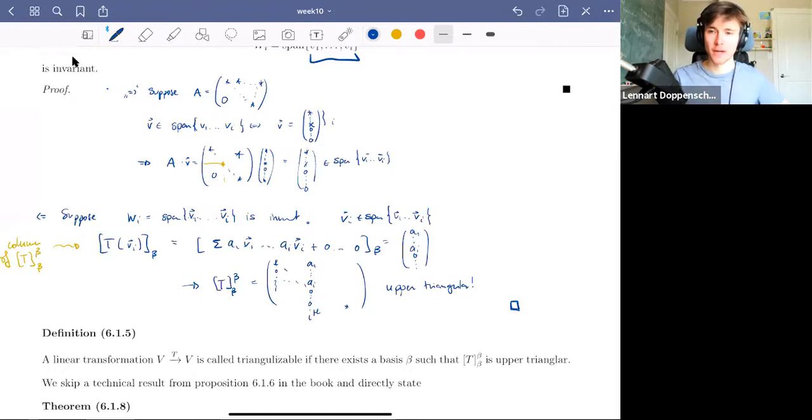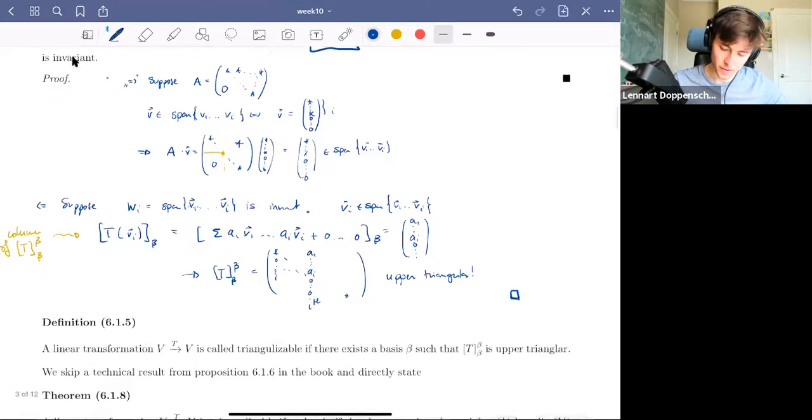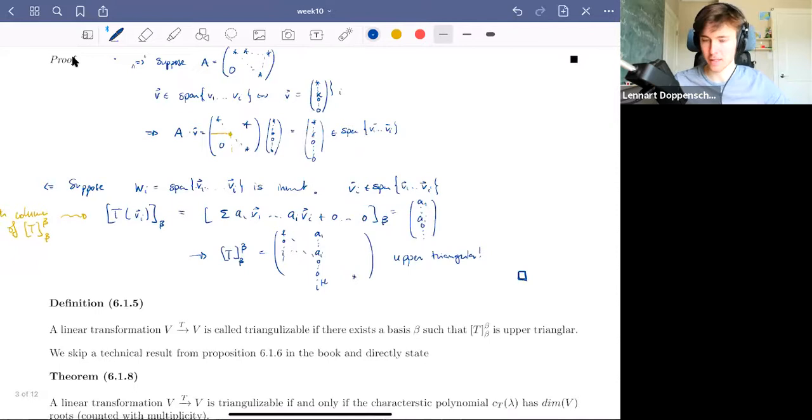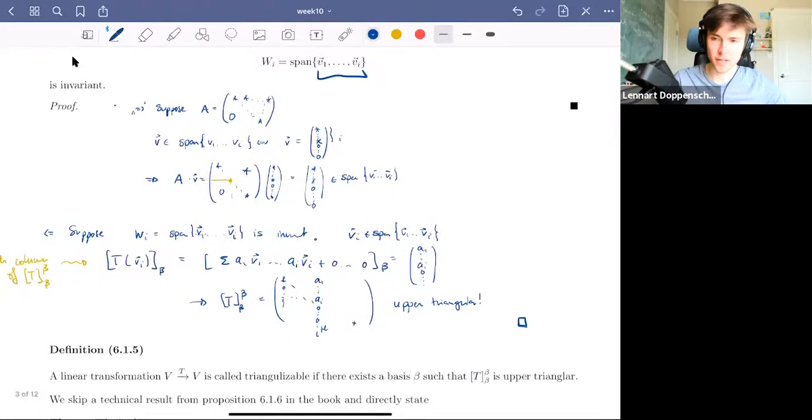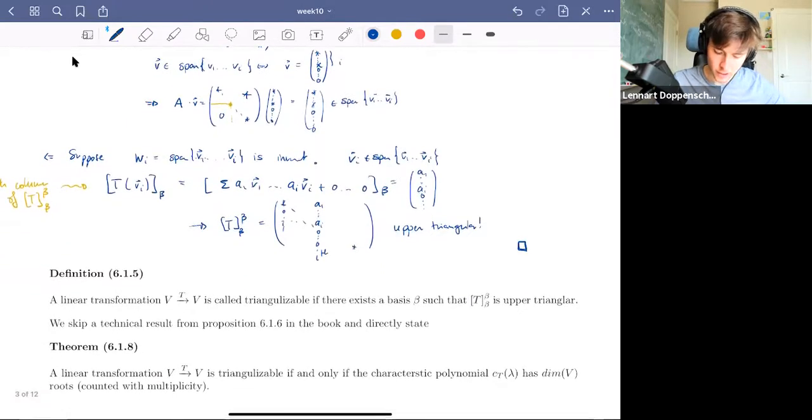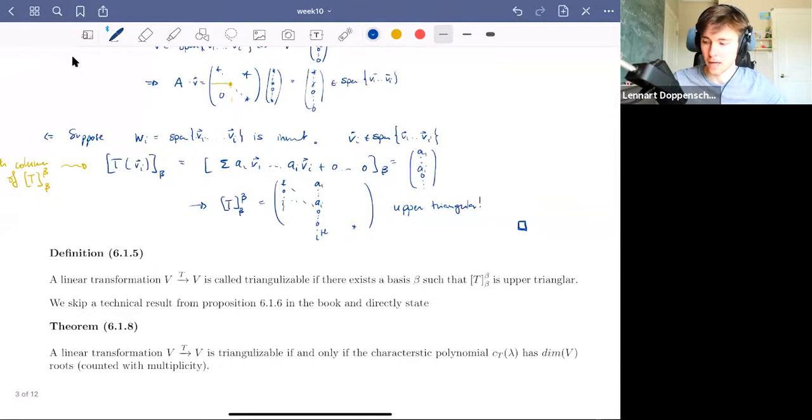So now, in accordance with diagonalizable matrices, we call them diagonalizable if there is a basis that makes the transformation diagonal. We call the transformation triangulizable if there's a basis such that this matrix has upper triangular form. So this definition is really very similar in spirit. And now the question is the same as with diagonalizability: in which cases does such a basis exist? Does it exist for all matrices, or what conditions do we have?